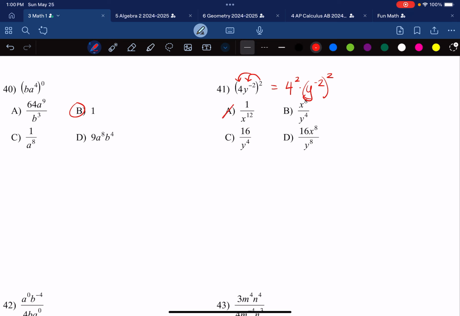So A and B are eliminated. They don't have any 16. There's no way to turn the 16 into any other number or get rid of it unless I had like divided by 16 in the bottom. They could maybe somehow cross cancel. 16 is the only constant or coefficient that's in this problem.